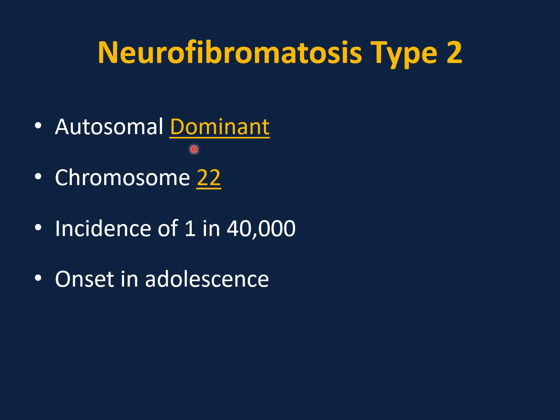Neurofibromatosis type 2 is autosomal dominant. The chromosome is 22. The type 1 is 17, but type 2 is 22. Type 2 incidence is more rare, 1 in 40,000. So it's more rare than type 1. The onset is in adolescence. If you compare it to type 1, which appears early, type 2 appears later in life. So it's easy to remember.